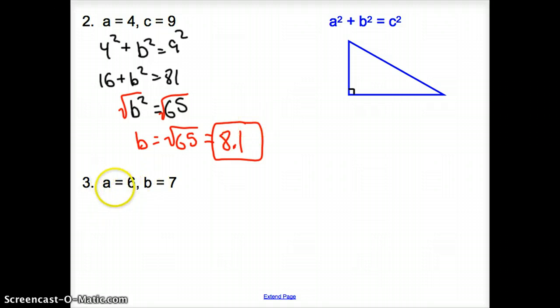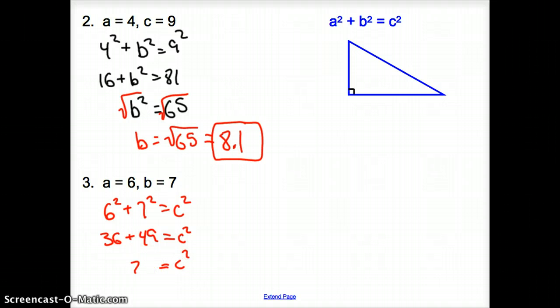Number 3, how about? Now we are given A and B with no C. So A and B have to go on the same side. 6 squared plus 7 squared. Now if you want 7 squared plus 6 squared, it would be the same thing, ladies and gentlemen. That equals C squared. Simplifying, 36 plus 49 equals C squared. C squared now equals 85. And then how do we get C all by itself? We have to square root both sides, so C equals 9.2 for your final answer.